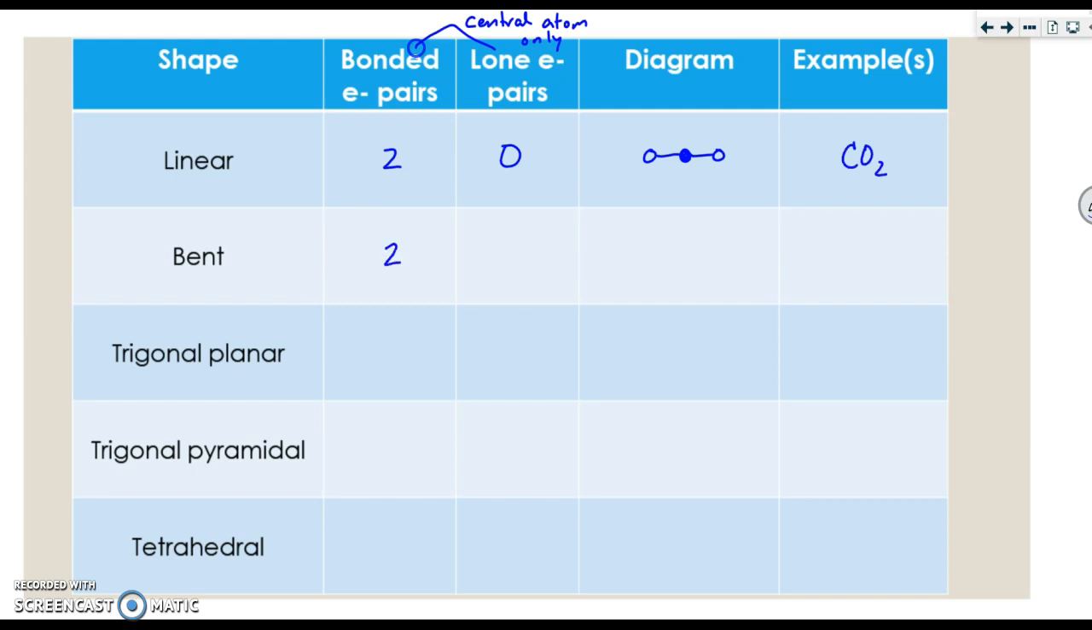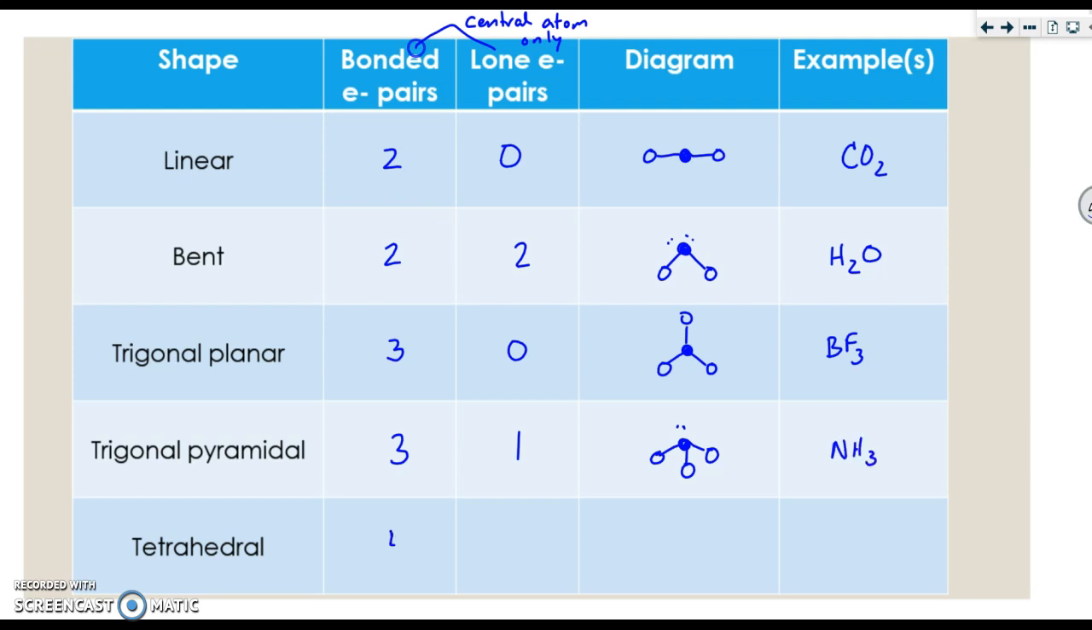Something that is bent has 2 lone pairs and 2 things bonded, and is going to look like this. A good example is water. Trigonal planar is three things bonded, no lone pairs, and it looks exactly like what it sounds like, a triangle. A good example of this would be something like BF3. Trigonal pyramidal is three things bonded and one lone pair, and it kind of looks like a tripod in real life. NH3 is a great example of this.